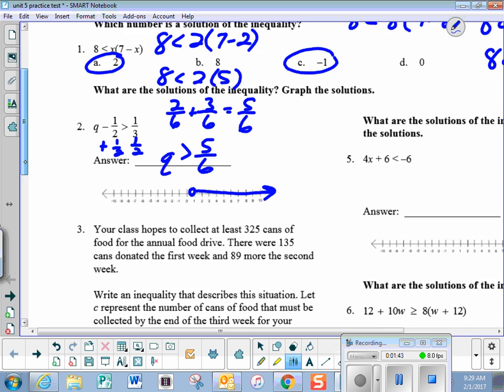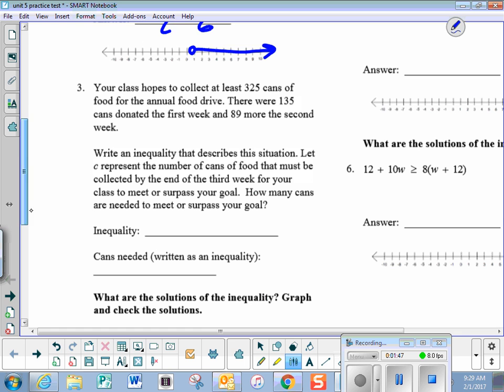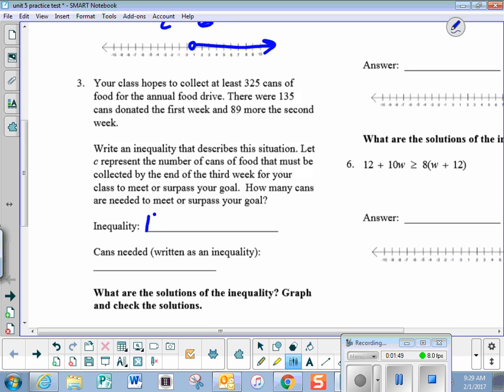Number 3, your class hopes to collect 325 cans of food. There were 135 cans donated the first week, 89 more the second week. You are going to collect C cans the third week, and you want your total cans to be greater than or equal to 325. We can always use more than 325 cans.